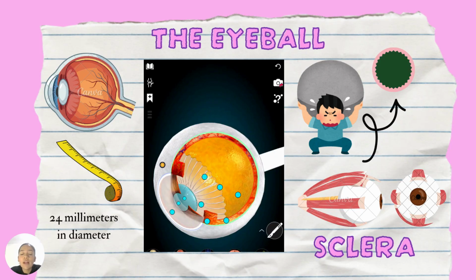So the eye measures approximately 24 millimeters in diameter, and it's composed of three main layers that I showed in this part of the video. The first one is the fibrous layer, that is the sclera. The sclera is the white part of the eye that we can see here, and its functions are to provide strength and protection of the eye, maintain the shape of the eye, and also serve as the attachment site of the muscles that allow the different movements of our eye.